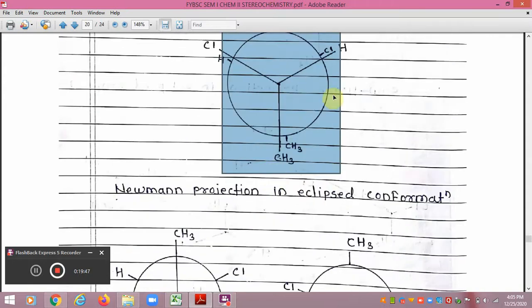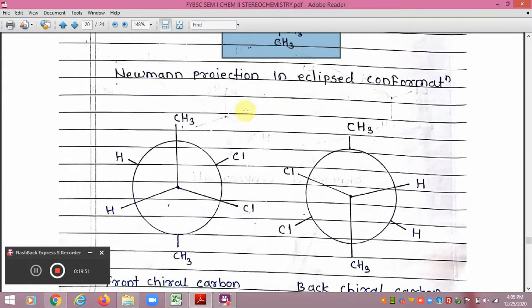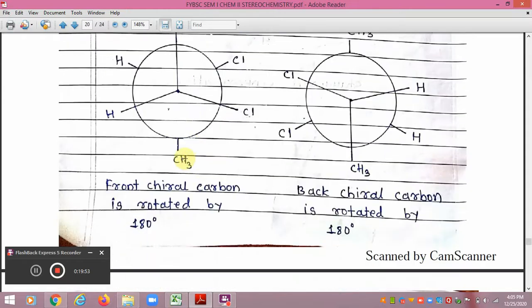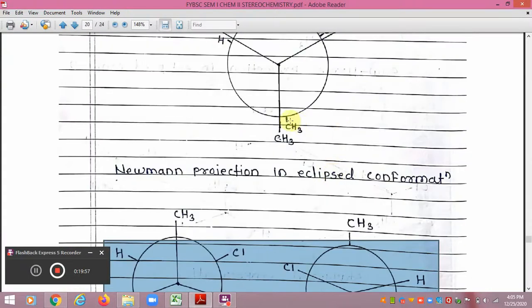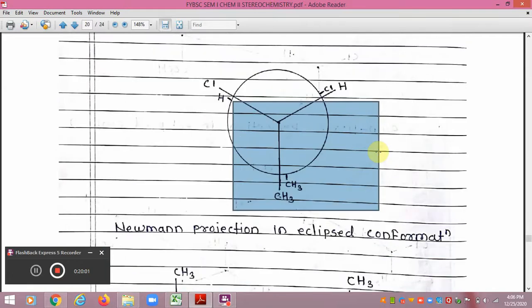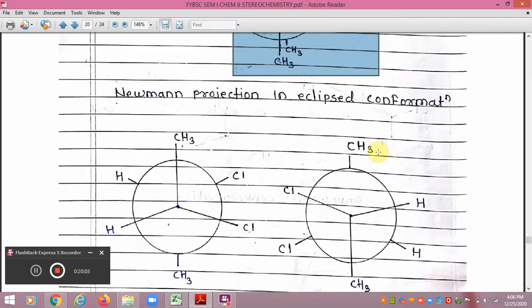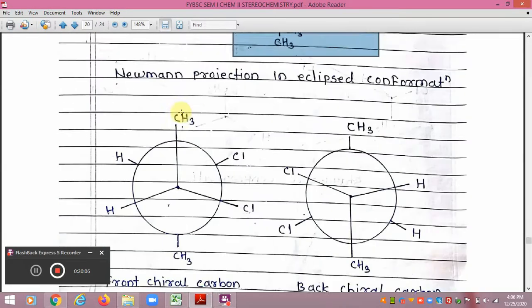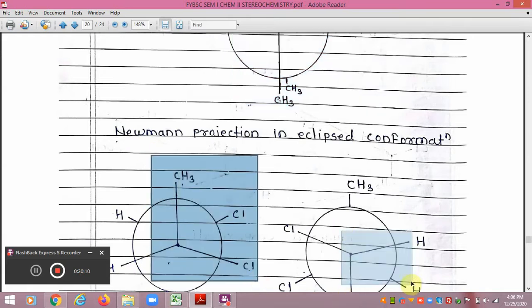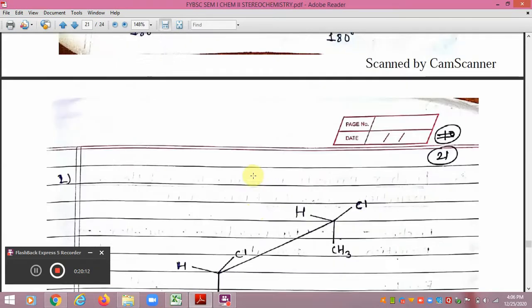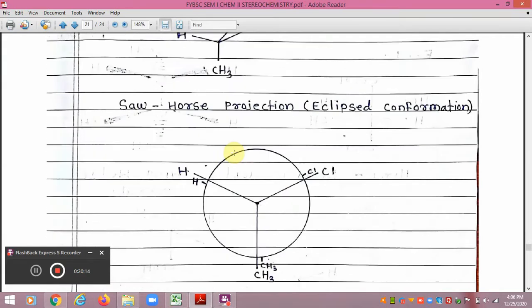And if either the front carbon or the back carbon is rotated by 180 degrees, then we get the Newman projection in the staggered conformation. Here the relative angle between the two substituents is 0 degrees. So this is also a Newman projection, but this is the eclipsed conformation. Here the front carbon is rotated and here the back carbon is rotated, but both give the same conformation, that is called the staggered conformation.